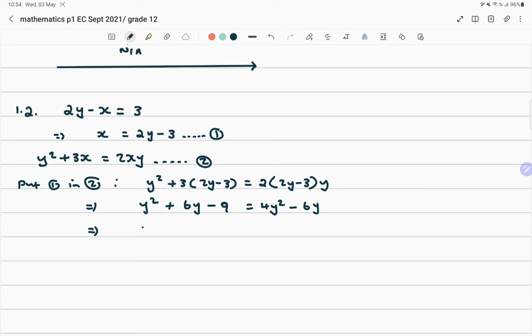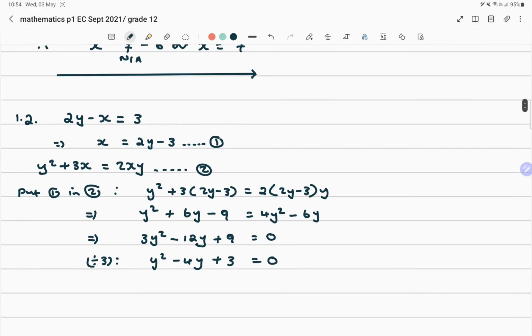So what we're going to get here is 3y squared, and then what happens here? So we're going to have minus 12y, and then plus 9 is equal to 0. And then this still divides by 3. So this is going to be y squared minus 4y plus 3 equal to 0.